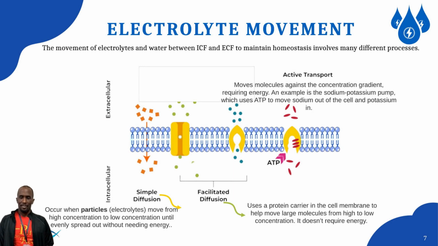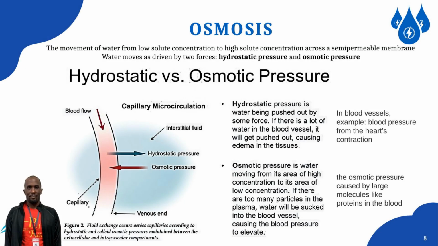Electrolyte movement between intracellular and extracellular fluid is crucial for homeostasis. Diffusion allows electrolytes to move from high to low concentration without energy. Facilitated diffusion uses protein carriers for large molecules, also energy-free. Active transport, like the sodium-potassium pump, requires adenosine triphosphate to move sodium out and potassium into cells against the gradient. Osmosis involves water moving from areas of low solute concentration to high concentration across a semi-permeable membrane.